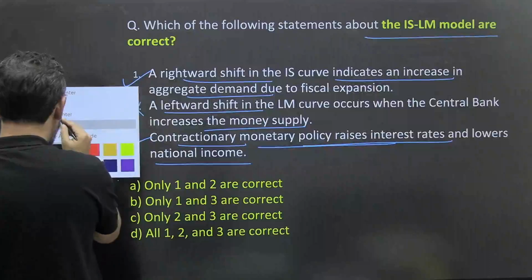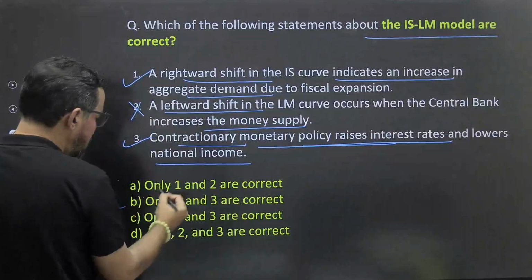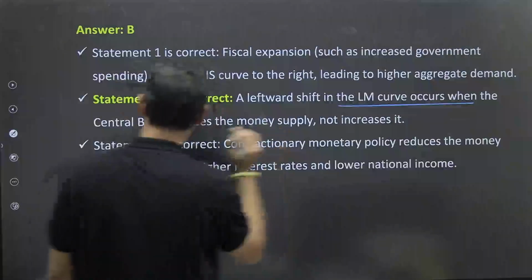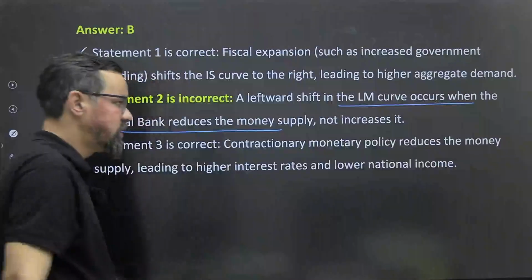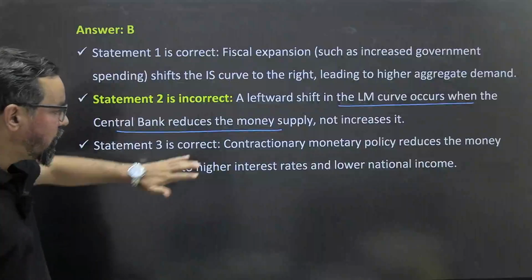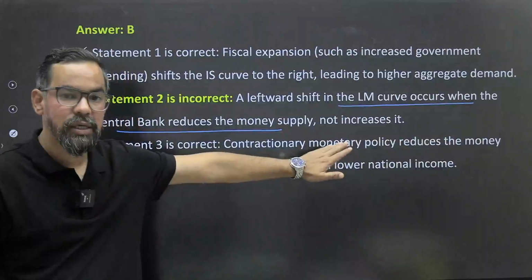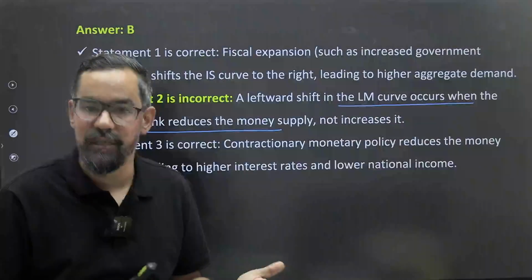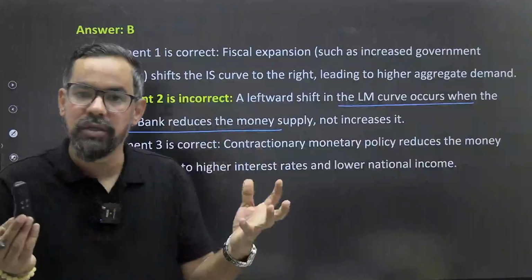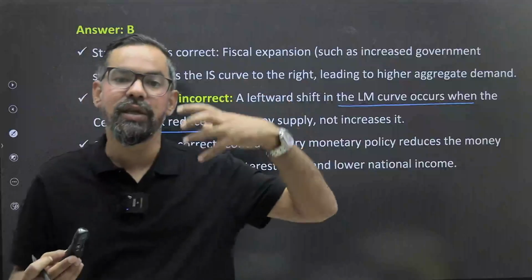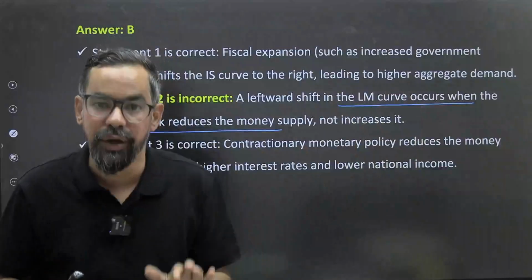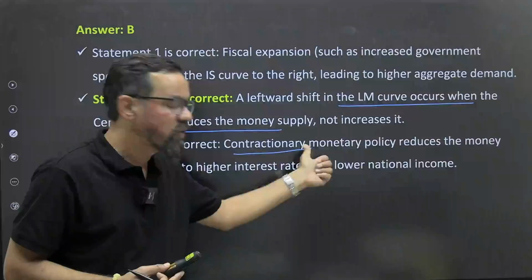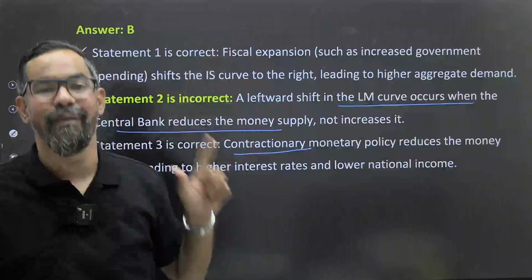So what will be your right answer for this one? 1 and 3. 1 and 3 means B will be the right answer. A leftward shift in the LM curve happens when the central bank reduces the money supply, not increases it. Monetary policy can be expansionary or contractionary. Expansionary is where the central bank is increasing the money supply and cutting down the rate of interest, like the repo rate and others. Contractionary is where the central bank is increasing the rate of interest.